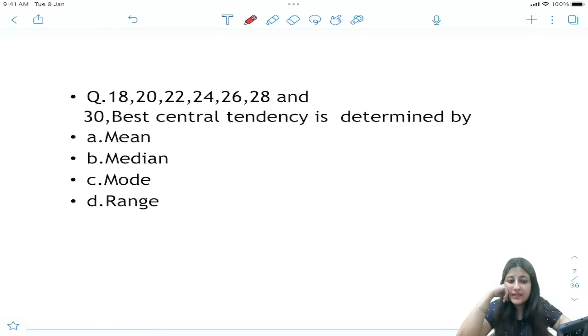Batao. Mean, median. Before we discuss, let me see what you have to tell me. Khushi is saying mean. Ramesh, median. Sama saying mean. Sama saying median. Okay, do you know?